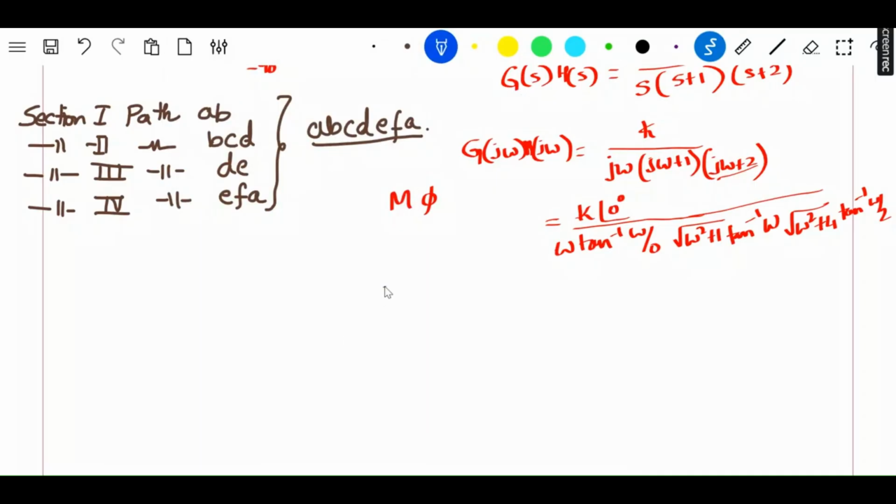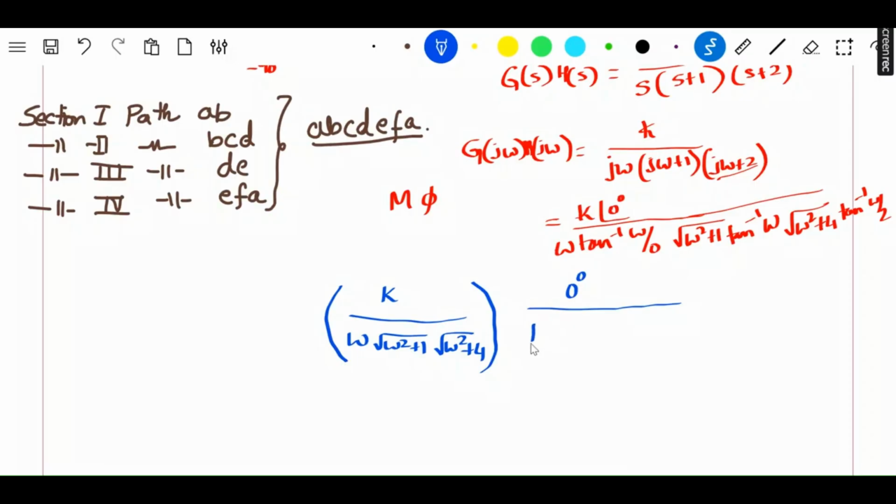So what I'll get here is magnitude is k in the numerator divided by magnitude omega in the denominator, into square root of omega square plus 1, into square root of omega square plus 4. So these are the magnitude values which we have got. Whereas angle is 0 degree in the numerator, and in the denominator I have tan inverse of omega by 0, which is tan inverse of infinity, into tan inverse of omega, into tan inverse of omega by 2.